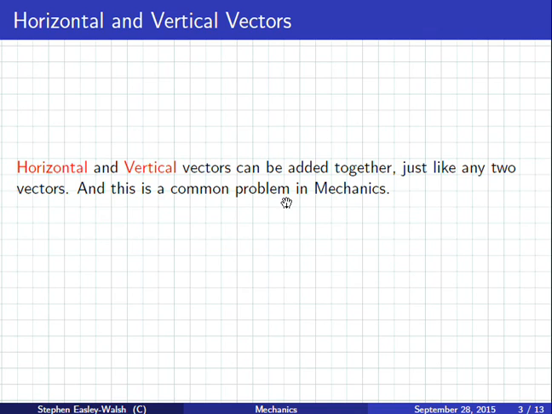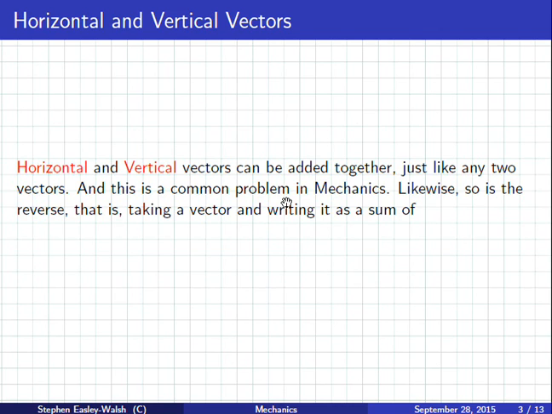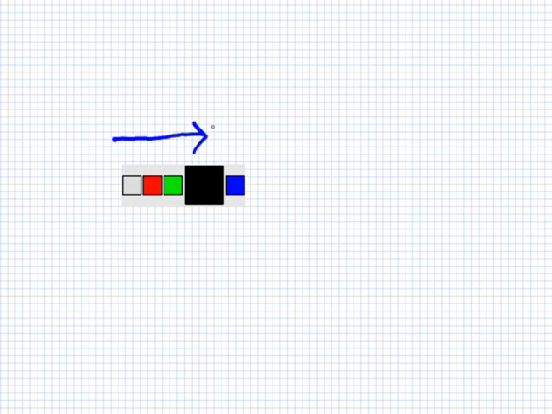Okay. Horizontal and vertical vectors can be added together just like any two vectors. And this is actually a common problem in mechanics. So what we really want to be looking at today is the opposite. So after you add two vectors together, can we go backwards? Can we do the reverse? That is, taking a vector and writing it as a sum of a horizontal and a vertical vector. So just as actually a picture, to make it clear what I'm saying.